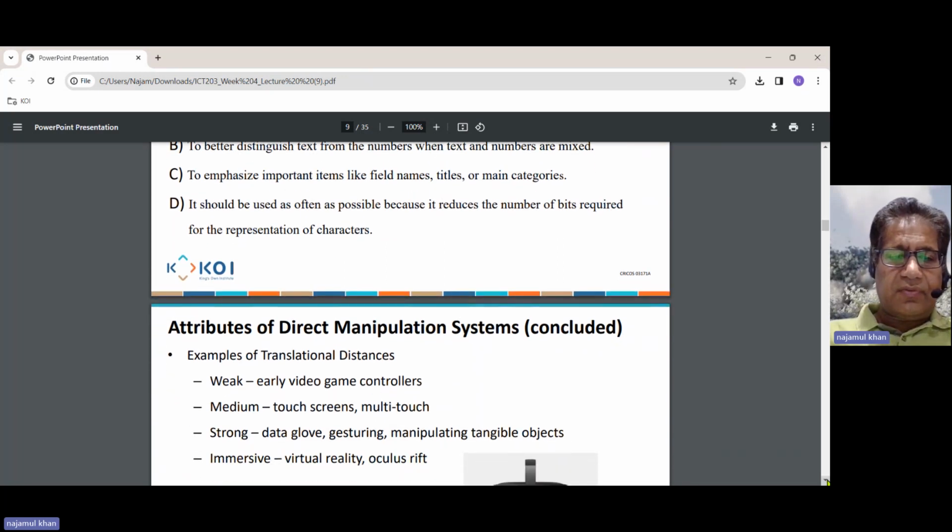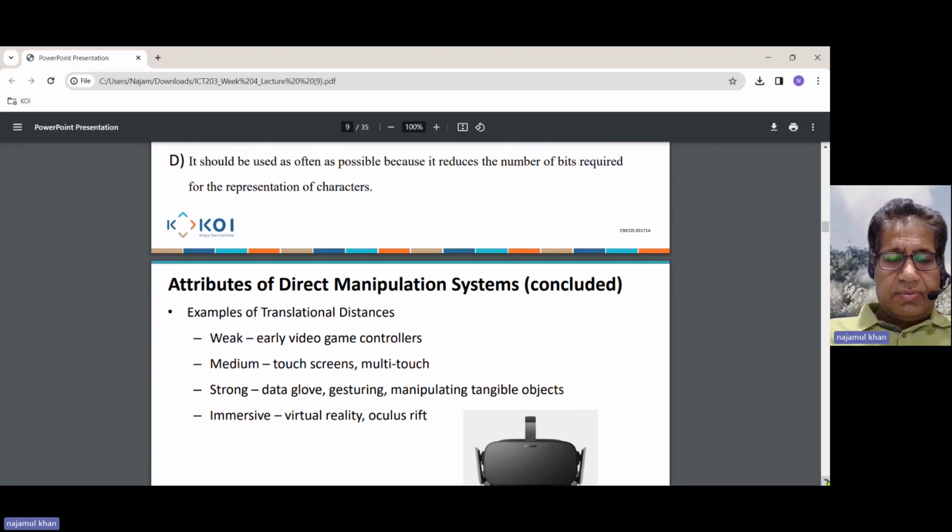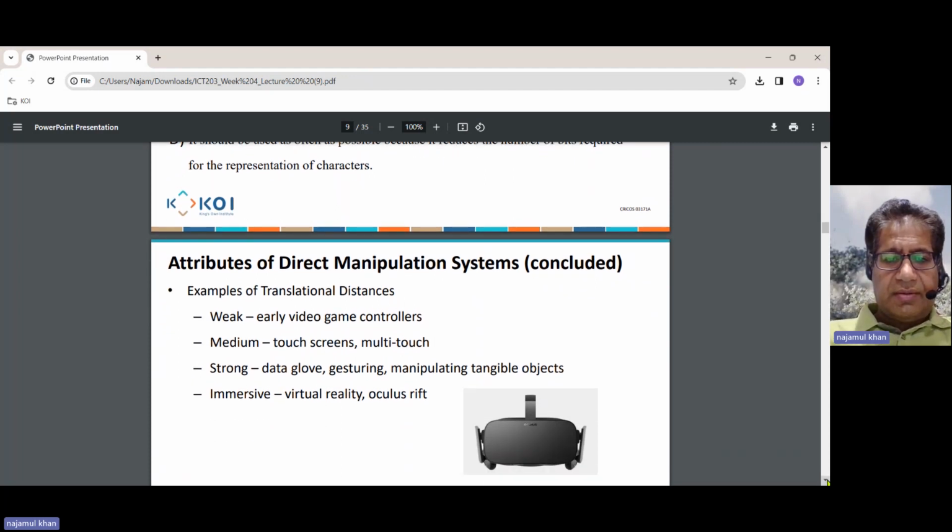Some of the examples of translational distances. We're going to look at a few of the categories here from weak to medium to strong to immersive. Weak, as you can understand, is like the early video game controllers, medium is touch screen, multi-touch, strong is data glove, gesturing, manipulating tangible objects. And the final one, which is a very advanced one, is called immersive, where we are talking about virtual reality goggles and Oculus Rift, which is one of the games which is very popular.